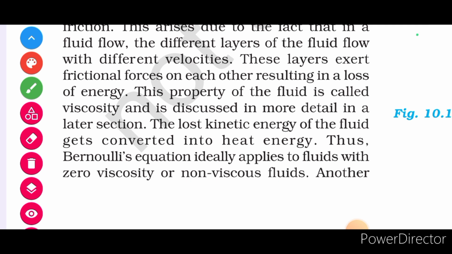Thus Bernoulli's equation ideally applies to fluid with zero viscosity or non-viscous fluid. Only in the ideal case can we take it.